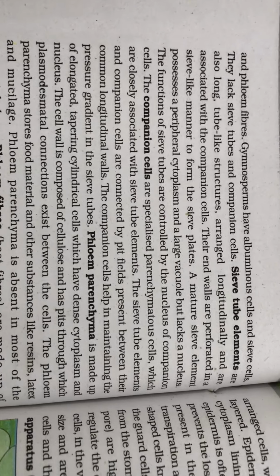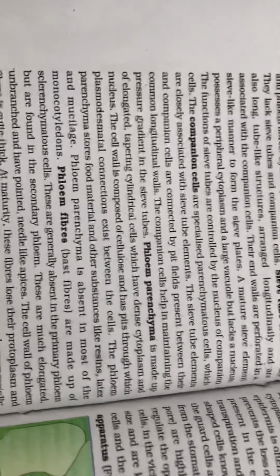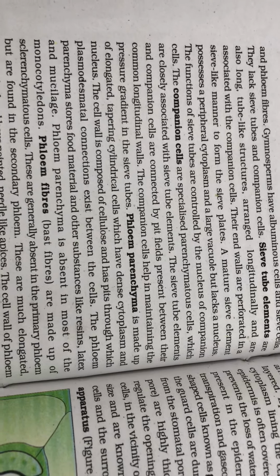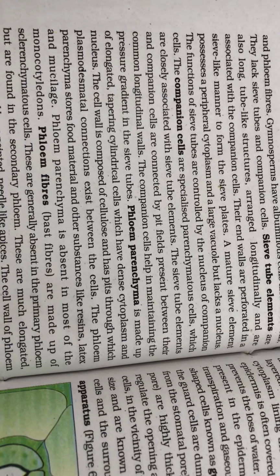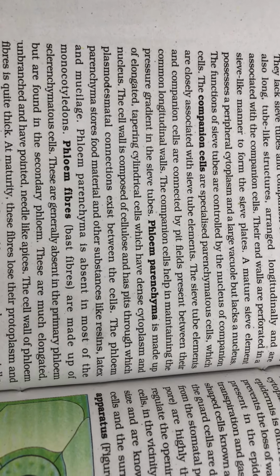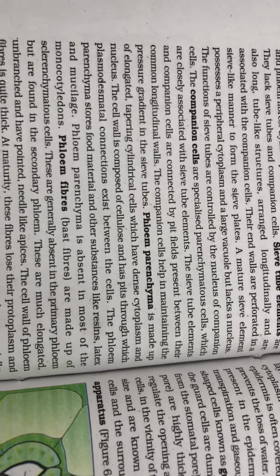The companion cells are specialized parenchyma cells which are closely associated with the sieve tube elements. The sieve tube elements and the companion cells are connected by the pit fields present between their common longitudinal wall. The companion cell helps in maintaining the pressure gradient in the sieve tube. Next, the phloem parenchyma.